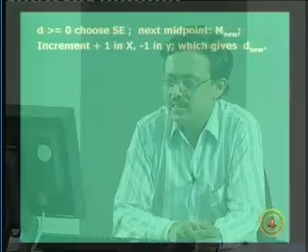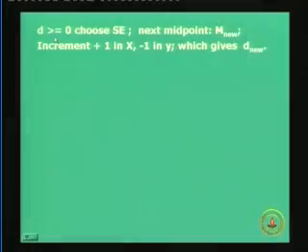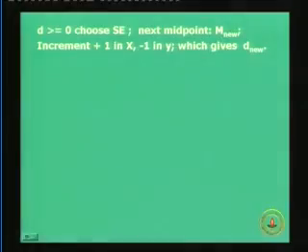If d is positive or equal to 0, as you see in the slide, the choice is d greater than or equal to 0, you choose southeast. Okay, so your choice is between east and southeast, and based on whether d is greater than or equal to 0, the choice becomes southeast. Okay, and the next midpoint m nu will have to be incremented by plus 1. If you look into the slide, now you will find the next point is incremented by 1 along x and minus 1 along y, which gives the d nu.